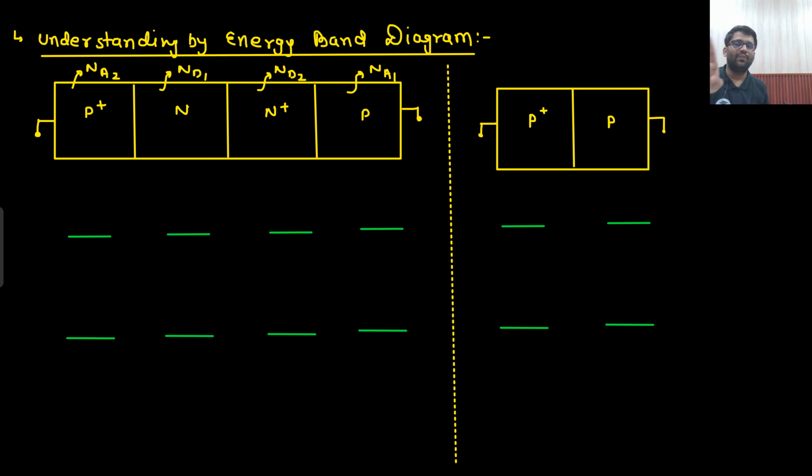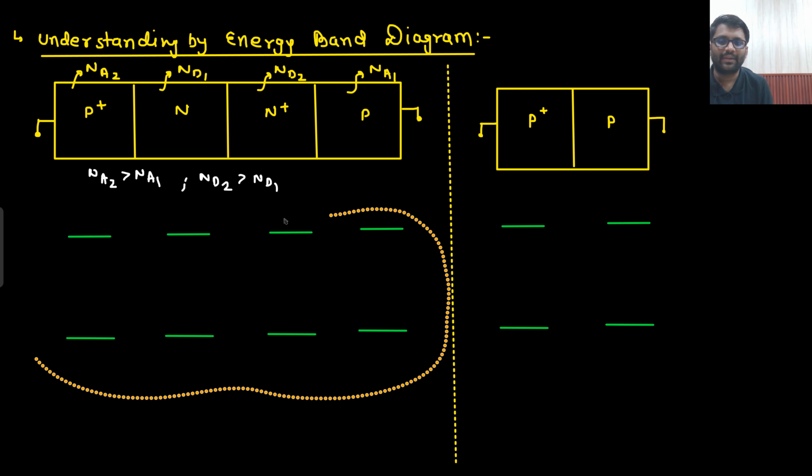Let's understand the same scenario with respect to the energy band diagram as well. So what is our condition? That there was this semiconductor. In this semiconductor, here I did the doping of P plus, then I did the doping of N, then I did the doping of N plus, and then I did the doping of P. Here what do you know? That sir, surely Na2 is greater than Na1. That's why I call it P plus. And surely, sir, Nd2 is greater than Nd1. This is something that I already know.